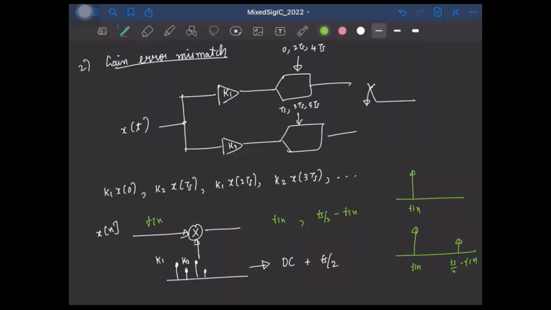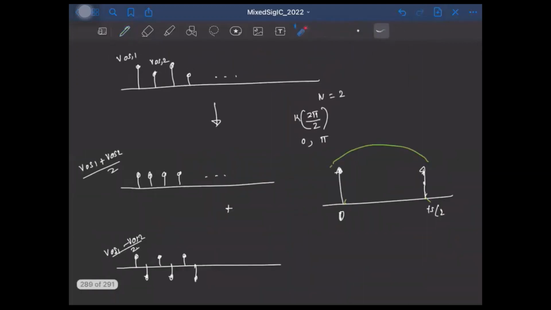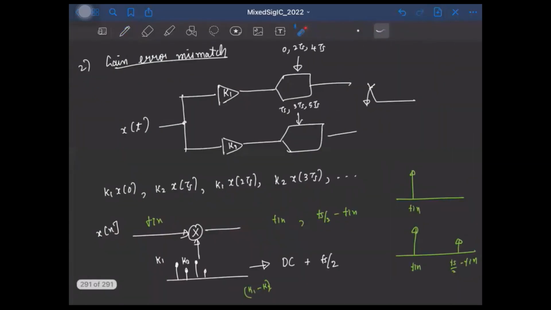And of course, the strength of this tone will depend on the strength of the fs by 2 tone. That in turn depends on k1 minus k2, right? Because obviously you saw it from here, the strength of this fs by 2 tone depends on the difference between these two. So here also it will be dependent on the difference between these two values, right? So if the gain values here are very close to each other, the strength of this tone will be small. And if they are grossly different, then you will have a high strength here.